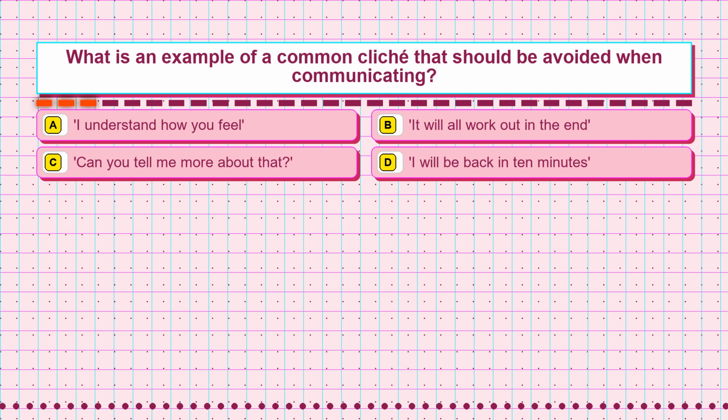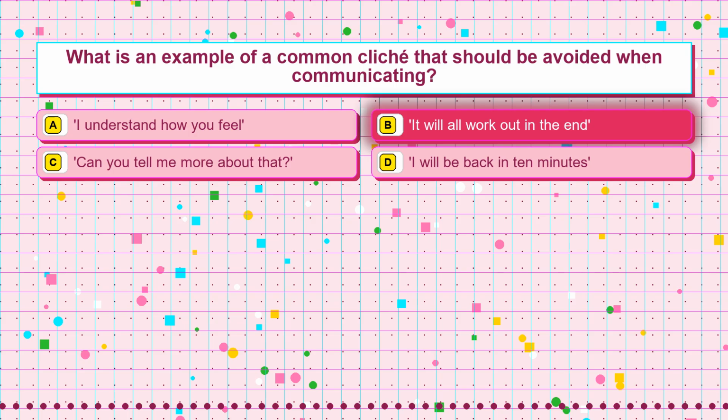Question 47. What is an example of a common cliché that should be avoided when communicating? Option A, I understand how you feel. Option B, it will all work out in the end. Option C, can you tell me more about that? Option D, I will be back in 10 minutes.